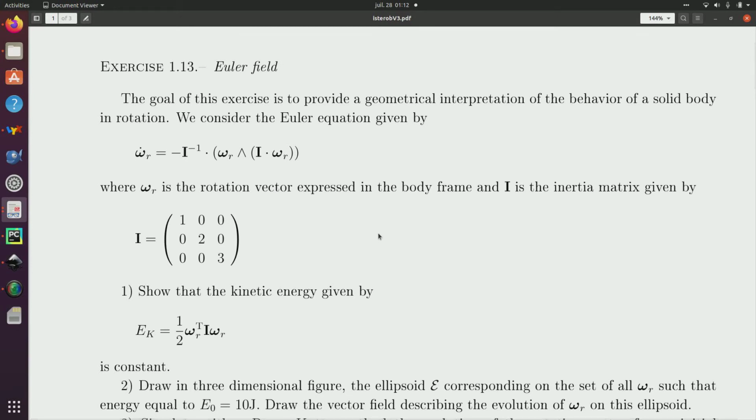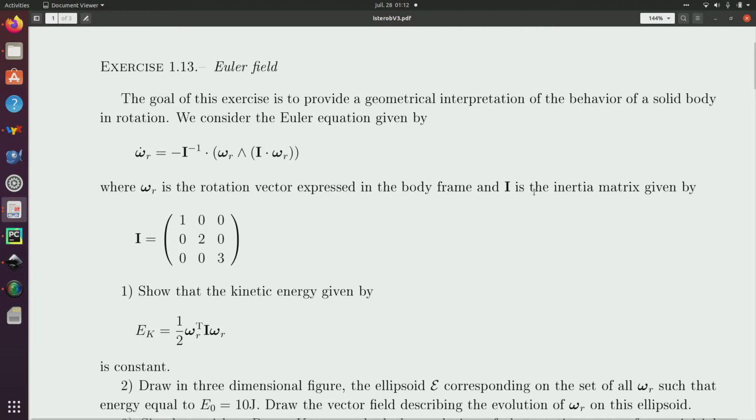Euler field. In this exercise, we'll try to provide a geometrical interpretation of the behavior, sometimes strange, of a solid body in rotation. Everything is based on the Euler equation given here, where the vector omega r is a three-dimensional vector which corresponds to the rotation vector of a body expressed in the body frame. So I will try to explain this now.